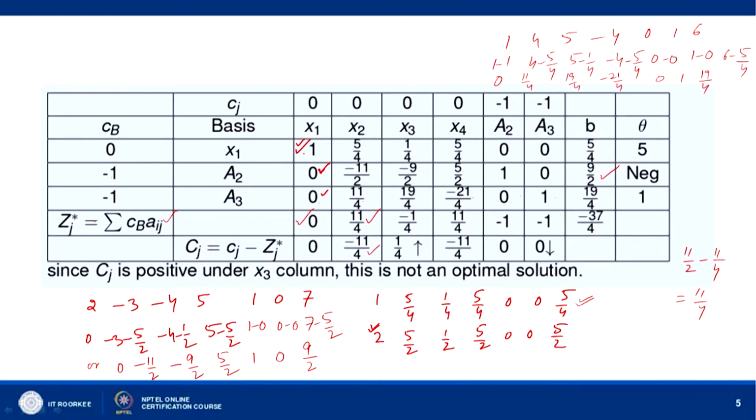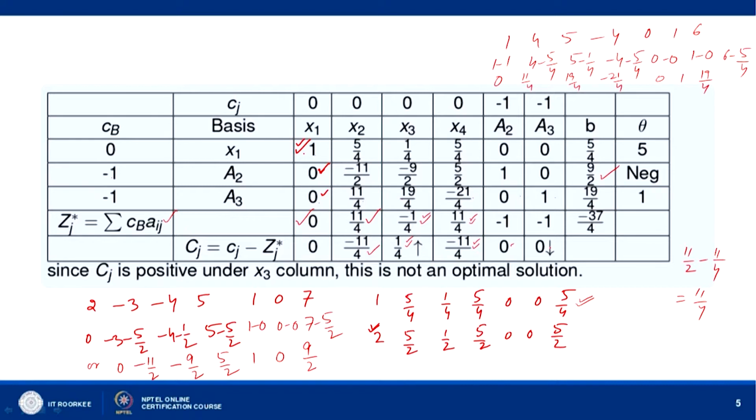So, we get 11 by 4 here, 0 minus 11 by 4 is minus 11 by 4, and similarly we can calculate ZJ star here for the x3 column. It is minus 1 by 4, when we subtract from 0 it becomes 1 by 4, and here in the x4 column ZJ star is 11 by 4, when we subtract from 0 we get minus 11 by 4. Here in the A2 column it is minus 1, when we subtract from minus 1 it is 0. Here in the A3 column it is again minus 1, when we subtract from minus 1 we get 0.